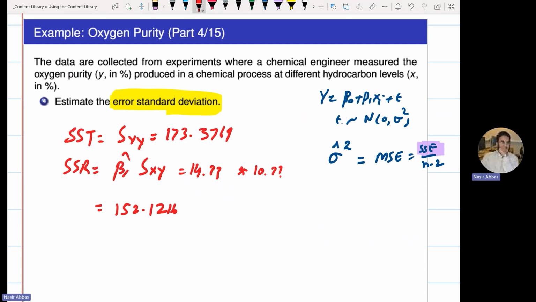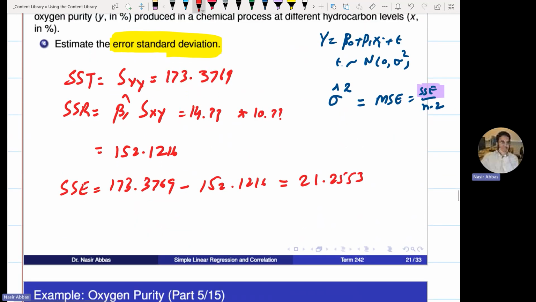173.3769. How do I get SSE now? 173.3769 minus 152.1216. So this comes out to be 21.2553. You see how short it is? I don't have to find the 20 fitted values, then 20 errors, then 20 squares of errors, and then sum. I can do it in 2 steps. Then plug it into the formula.